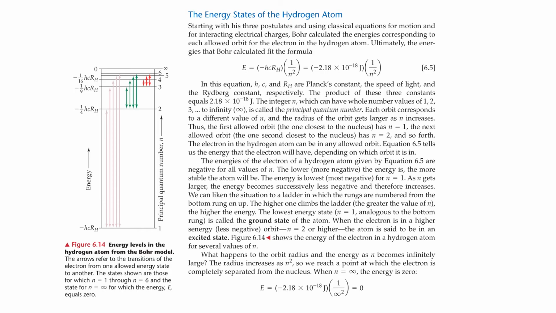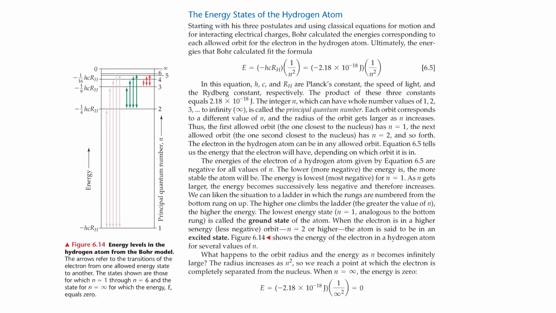Section 3. The energy states of the hydrogen atom. Starting with his three postulates and using classical equations for motion and for interacting electrical charges, Bohr calculated the energies corresponding to each allowed orbit for the electron in the hydrogen atom. Ultimately, the energies that Bohr calculated fit a formula.